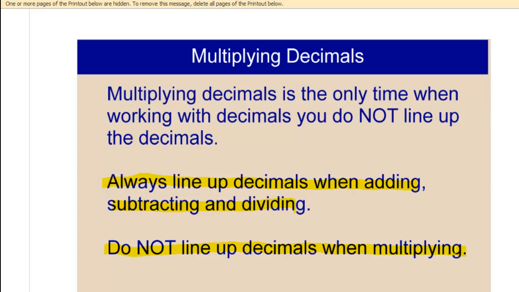So what you're going to do is multiply your two numbers as if there's no decimals in them, and then you're going to count over the number of decimal places in each original number, add those together, and that tells you how many places to move the decimal in your answer. So let's look at some examples.